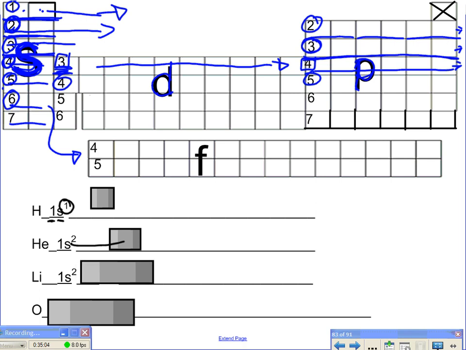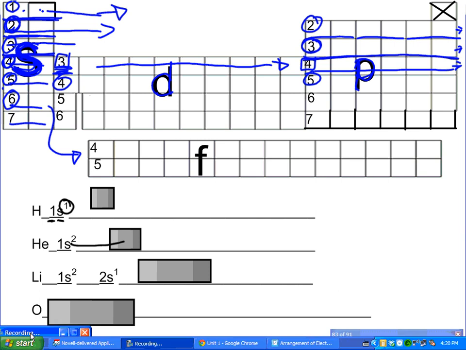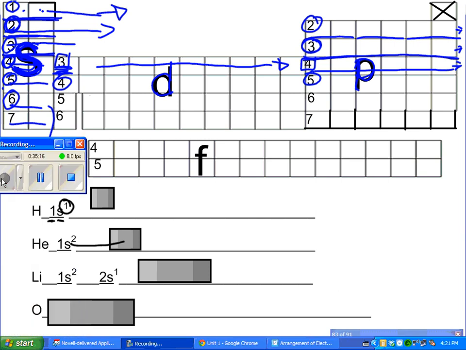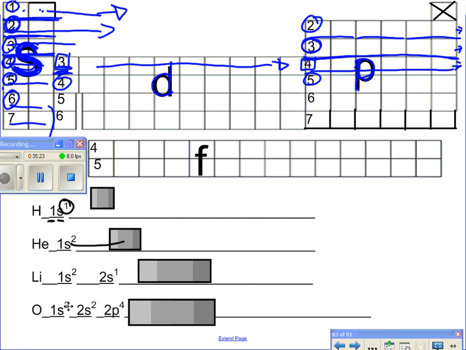Well, lithium is element number 3. It has 3 electrons. So that means after the 1s, then we start filling up the 2s, and it has 1. Then for oxygen, oxygen's going to be 1s2, 2s2, and 2p4 because it has a total of 8 electrons.